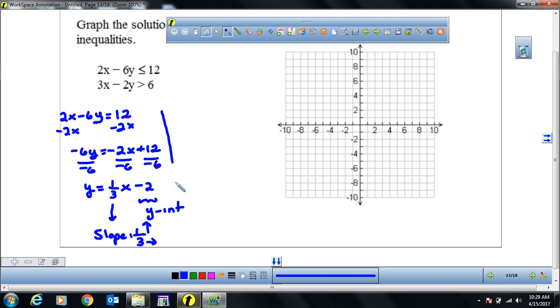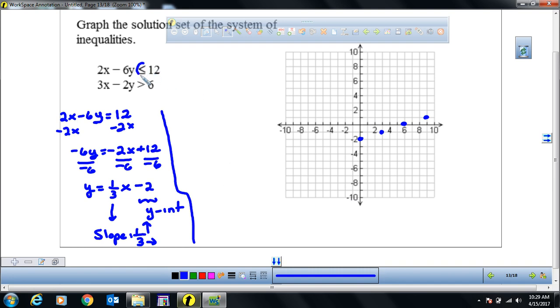Let's go ahead and graph that here. So we're going to start with the y-intercept of negative 2, and then the graph is going to go up 1 unit, to the right 3 units, up 1, and then to the right 3, up 1, and then to the right 3, and so on.